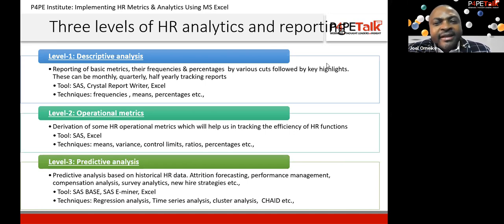So this Excel helps you to actually do a good job at descriptive. And then you can translate that good job from descriptive to operational metrics, as it were, at that point in time. Okay, so let's move on.